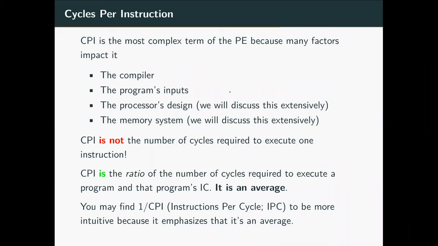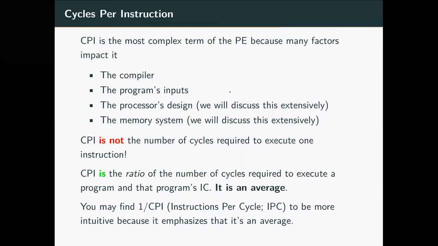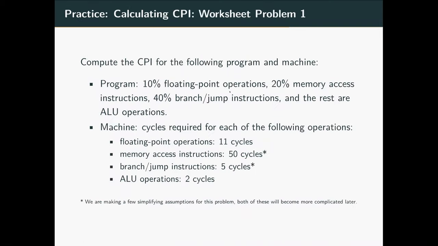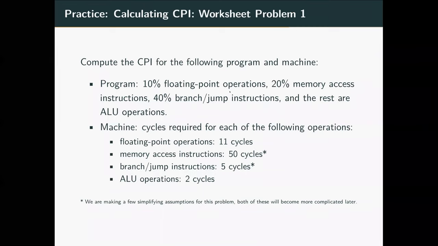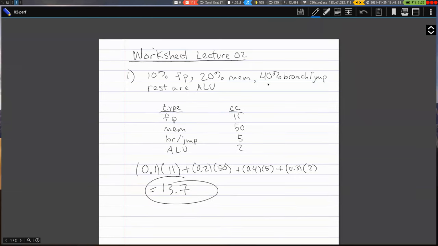So again, I keep wanting to highlight, it is an average, just be aware of that as we continue on. So we did this worksheet problem last class. Here's the answer in case I'll pull that up. 13.7 is the answer. So in case you weren't here, there that is. You can also go watch the last lecture if you're confused about this, but it is just a weighted average.